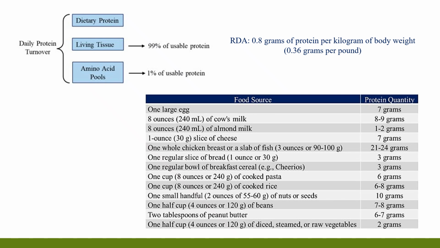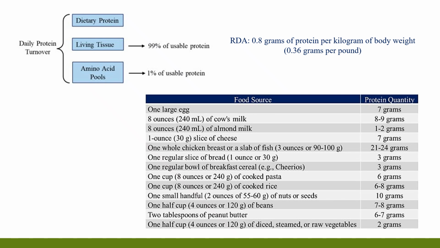So outside of our dietary protein, where else do we get our protein from? Well, we have two other remaining reservoirs. One is our living tissue, predominantly muscle tissue. Muscle tissue, which represents 30 to 35% of a woman's body weight, maybe 40 to 45% of a man's body weight, is a vast source of protein. And it represents 99% of all our usable protein in the body.